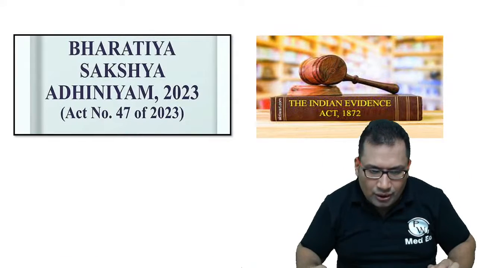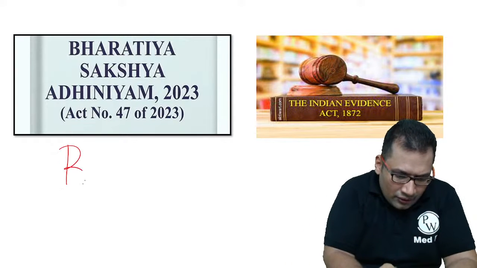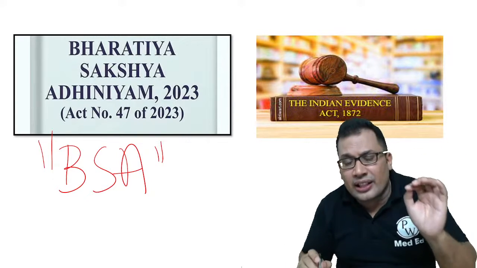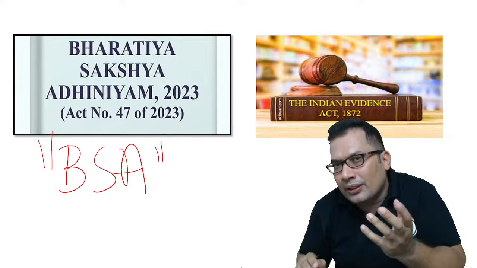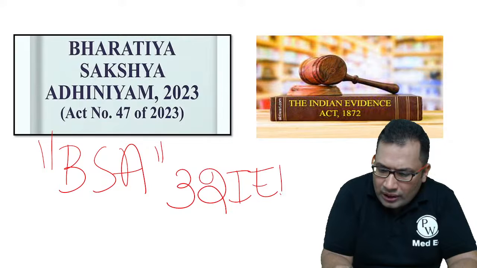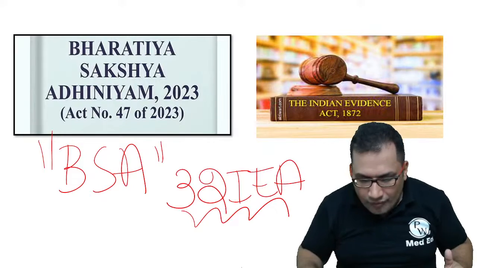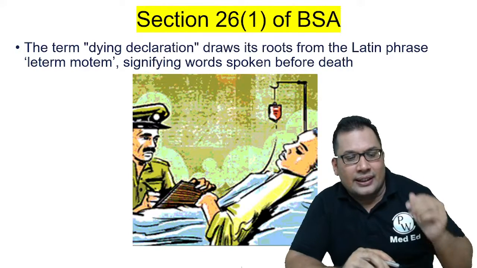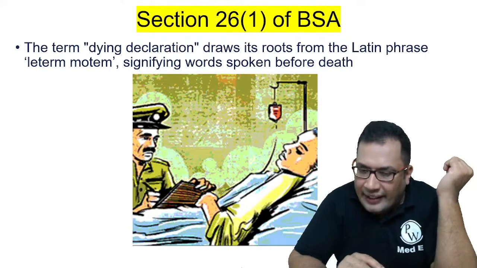Now only one or two points about the Bharatiya Sakshya Adhiniyam. Say loudly BSA. What is BSA? Bharatiya Sakshya Adhiniyam. One very important BSA section related to your exam is the dying declaration. We used to study Section 32 of the Indian Evidence Act. What is it? Dying declaration, declaration of a dying person. Now it is 26(1) of BSA, related to dying declaration, signifying words spoken before death.